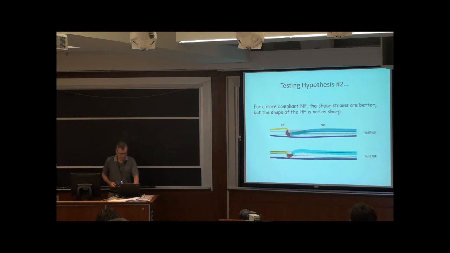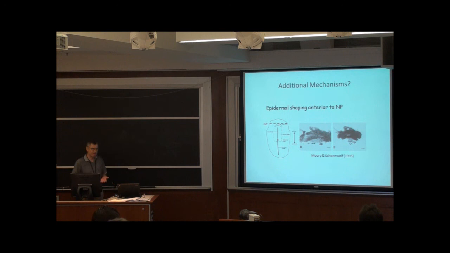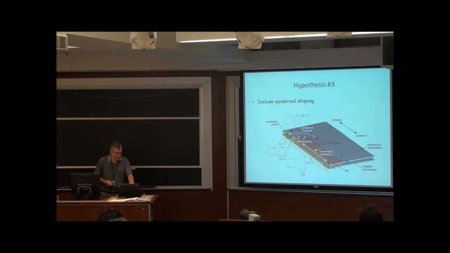Okay, so something is obviously missing from the model. So we go back to the literature, try to dig up what else may be a possibility. And this experiment by Maureen Schoenwolf gives us a clue. What they did is they cut off a region above the head fold and cultured it in a dish. And they found that this region becomes shorter during this period of time. And so we can include this into the model.